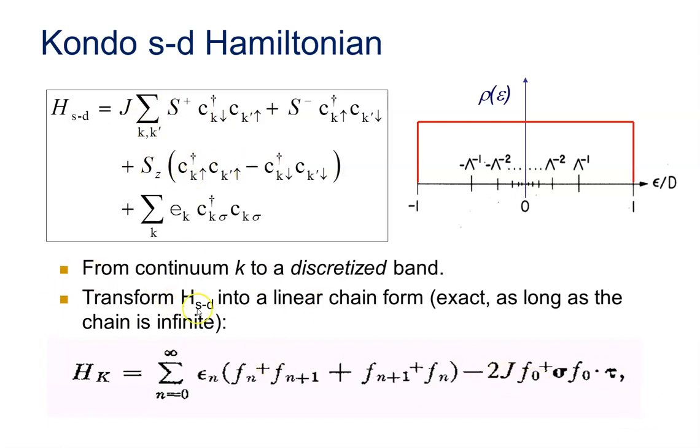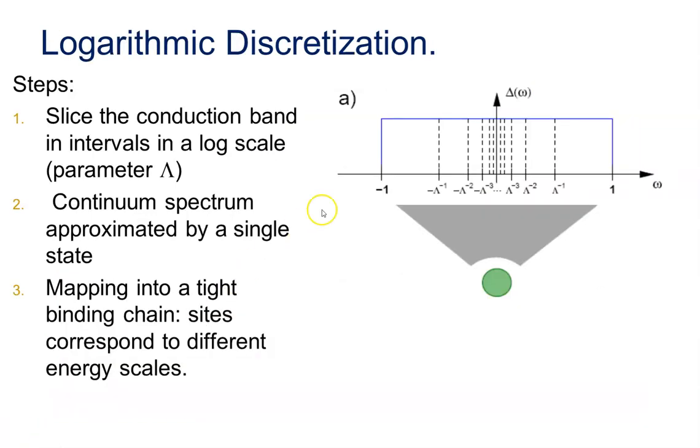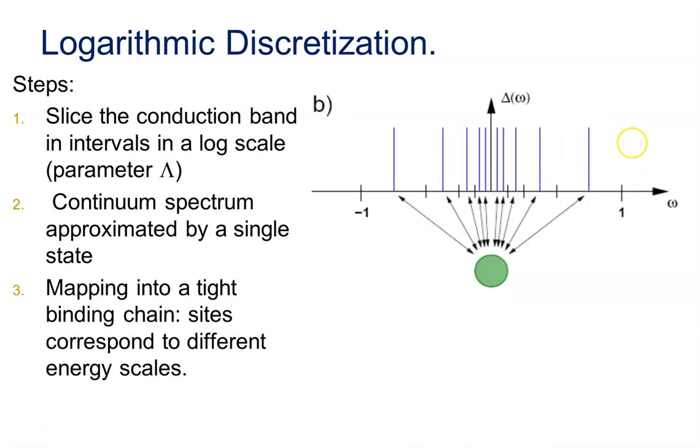This is discussed in the original papers by Wilson, but in many other papers as well. So this is the first thing that you need to do, to discretize the band and form this Hamiltonian. Just to give you an idea of what's going on here, you have the impurity coupled to electrons in all of the energy scales of the band in principle, right? And then you discretize it, and then you take only one state per bin.